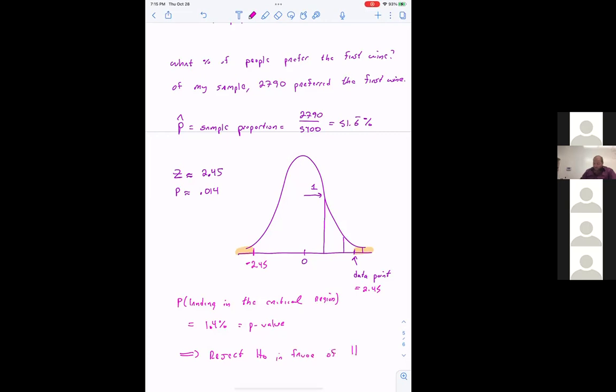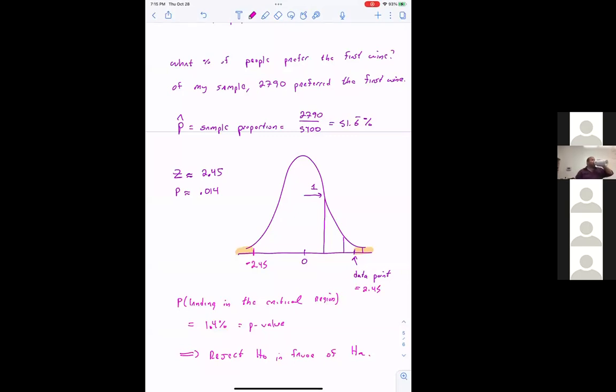And what is the alternative? In this example, what is the alternative? That it's not equal to 50%. And as such, people will psychologically, for whatever reason, prefer either the first wine or the second wine more than the other. Notice that we don't claim which way it was, but the data certainly supports one versus the other. In fact, what does the data support? That people like the first wine better or the second wine better?